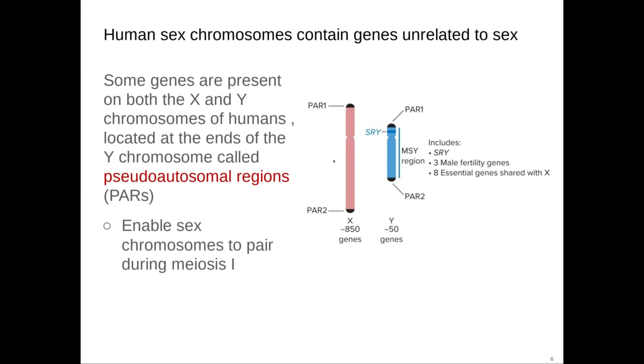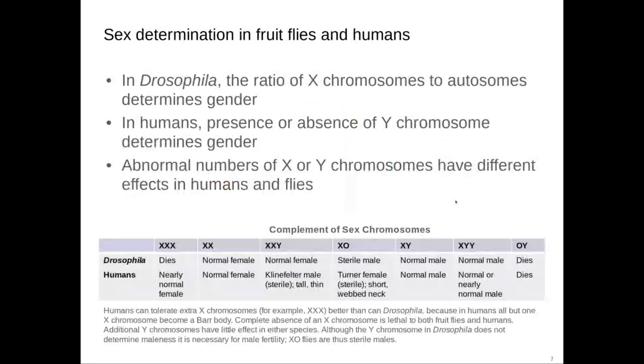Now, the X chromosome is a bit smaller than your average chromosome, but it's still pretty sizable. Our friend here, the Y chromosome, has what we call the MSY region, which includes a couple different things. It includes SRY, which again determines biological sex, and 3 male fertility genes, as well as 8 essential genes shared with the X chromosome.